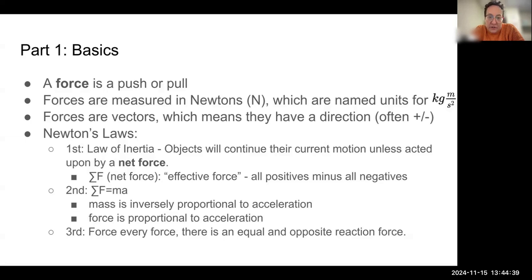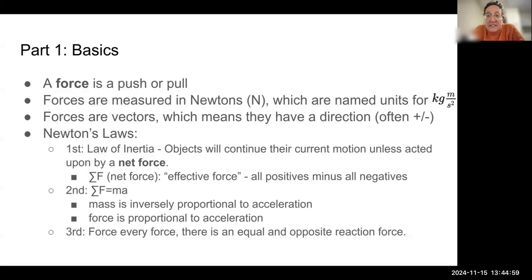Isaac Newton, for whom we have the newton named, also came up with three laws that help us understand the properties of forces. First, the law of inertia, which basically says that objects are going to keep doing what they're doing unless we act on them by a net outside force. And what is a net force? It's kind of like the effective force. It's all the positives minus all the negatives.